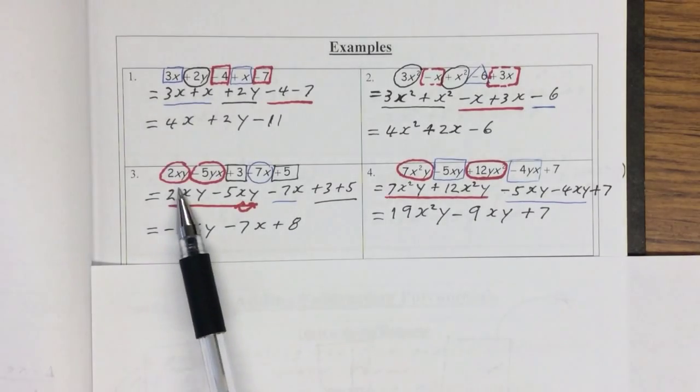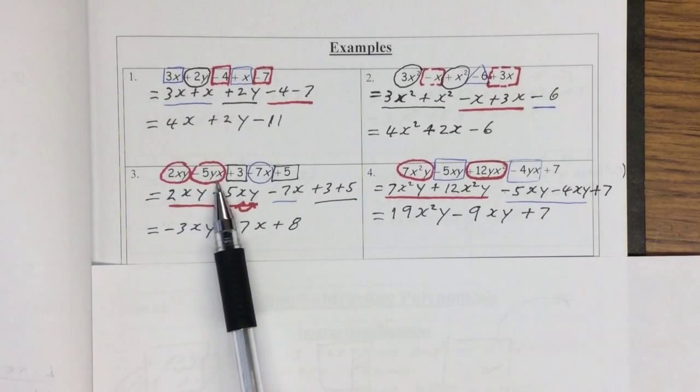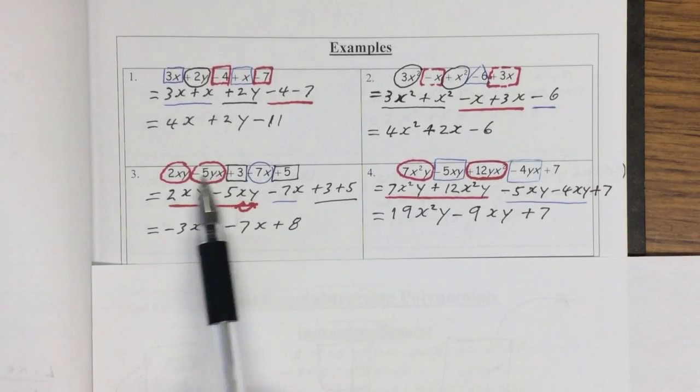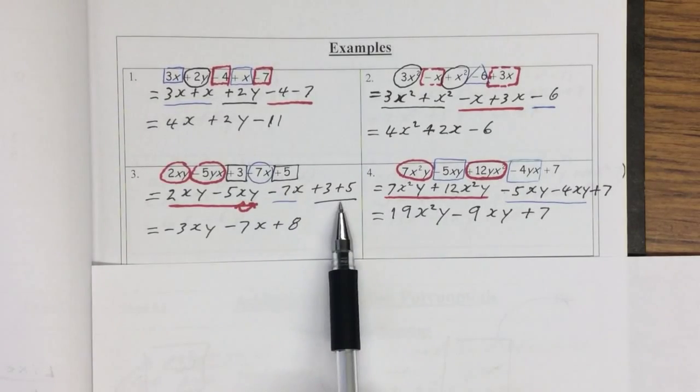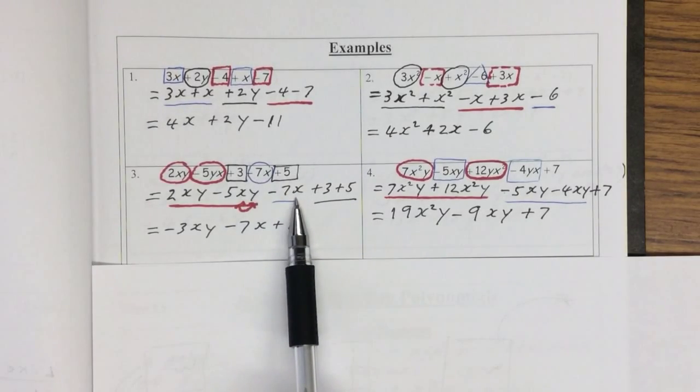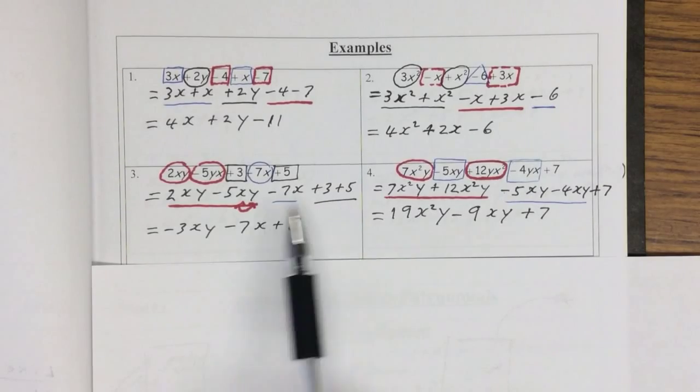Next one's down. We've got 2xy minus 5yx. Those are like terms. Remember, just flip them back and forth. The 3 and the 5 are constants. They're like terms, and the 7x is not. We like to put the constants at the end.